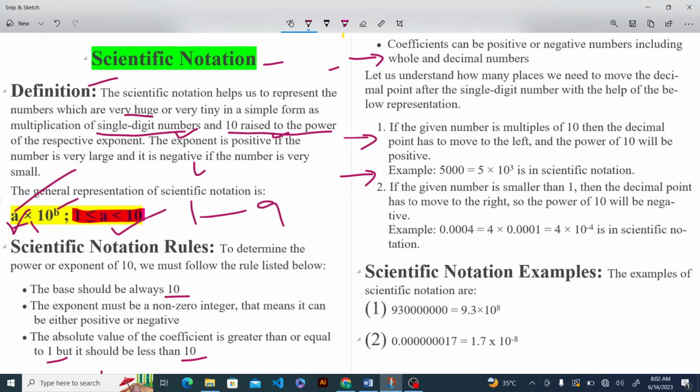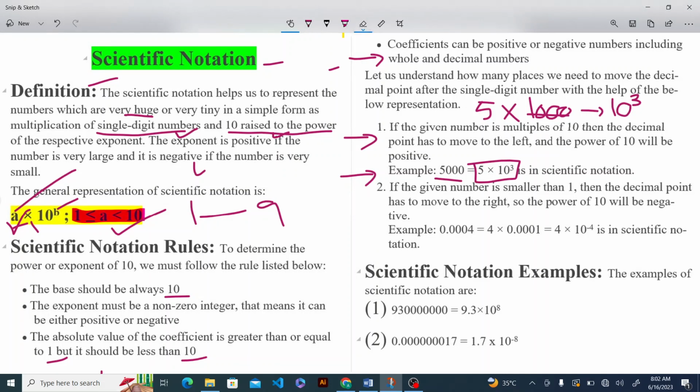If the given number is a multiple of 10, like 5000. 5000 is a multiple of 10. How? It is 5 multiplied by 1000, which is 5000. And this 1000 can be written in this form, 10 raised to power 3. So this is the scientific notation form.